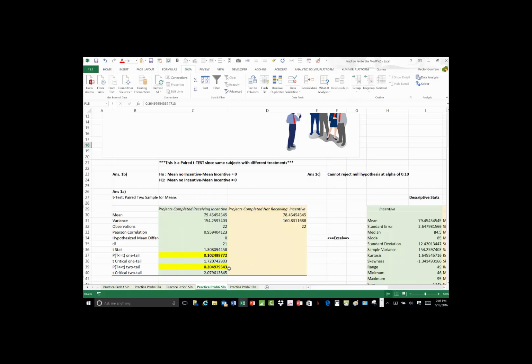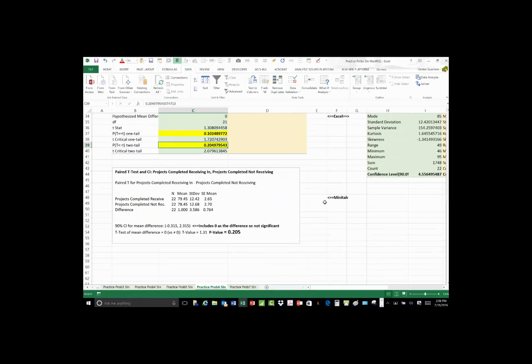cannot reject at the 0.05 level, because our one-tailed test is larger than the 0.05, and so is our two-tail, which is the important test that we're looking at here. The alternative hypothesis is the mean with no incentive minus the mean with incentive is not equal to 0. We're not selecting a direction. So you cannot reject on the basis of the alpha 0.1.